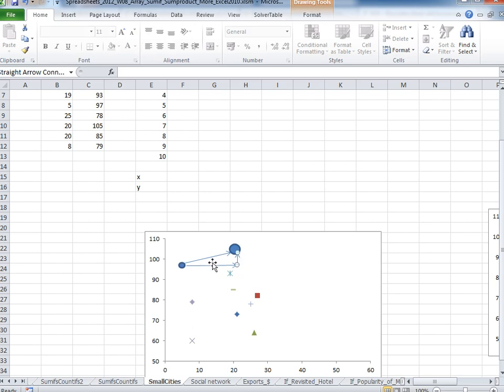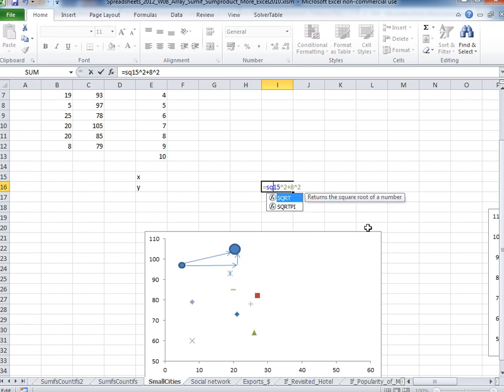So 15 and 8, and now what we need to do is we need to use those 15 and 8, right, equals 15 to the power of 2 plus 8 to the power 2, and here it is. This is 289. And take square root from it. That's SQRT. Square root of 15 squared plus 8 squared equals 17. And 17 is the distance between these two cities.